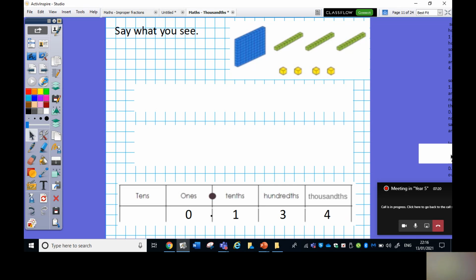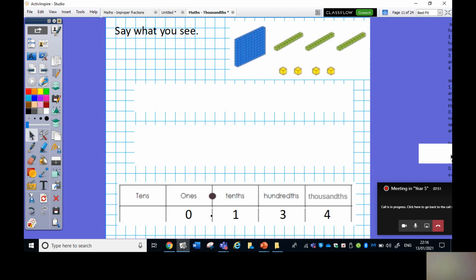Notice how I say 0.134 and not 0.134 as a whole number. Remember, we need to say all of the digits by themselves. So you say it, 0.134. And again, good, and say it with me, 0.134. Good. Okay, so let's see what it's made up of.